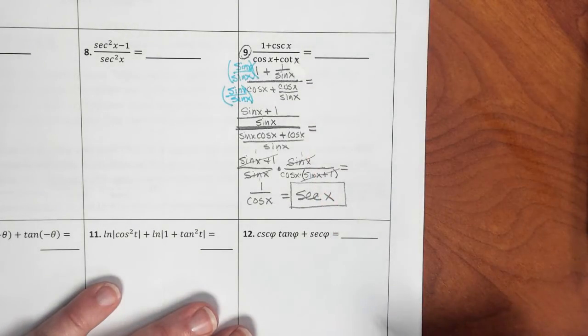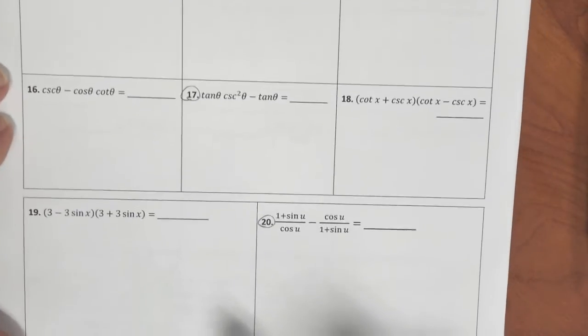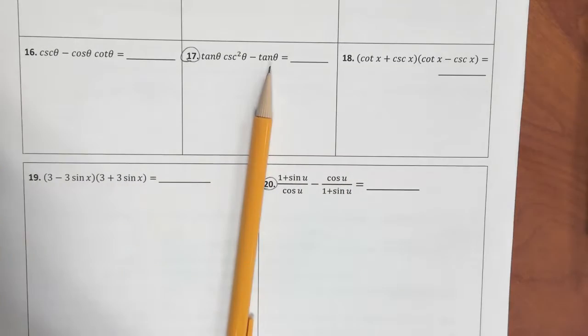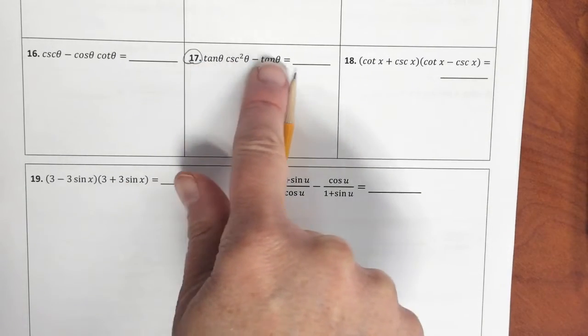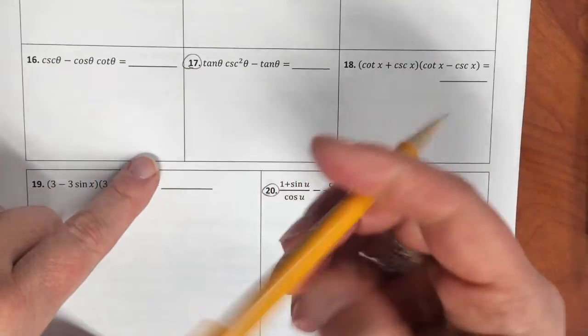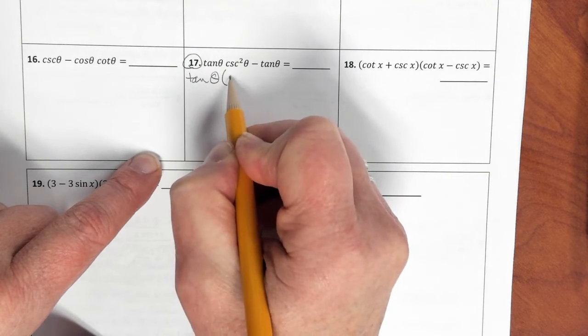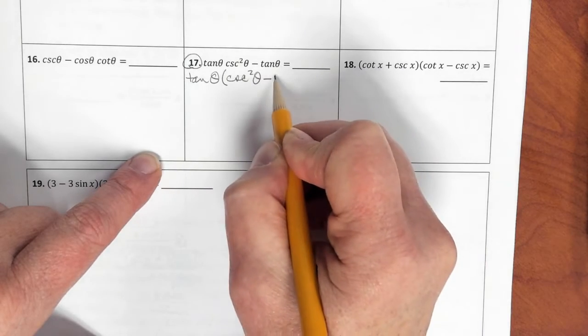All right, let's look at number 17. 17 says tangent theta times cosecant squared theta minus tangent theta. All right, well, it's similar to what we just did with the cosine. If you determine that you can pull out like terms there, so I can factor out the tangent. Let's see what happens when you pull out a tangent. Here you're going to be left with cosecant squared minus, you factor out a tangent theta, you're going to have 1.